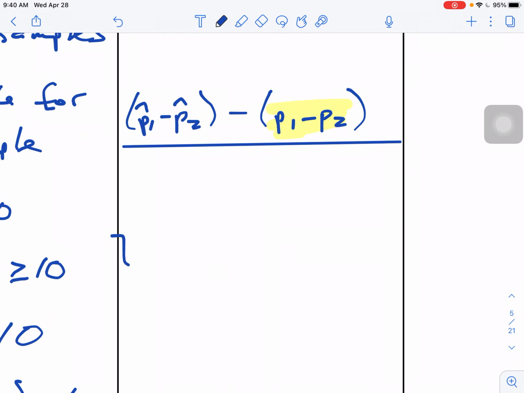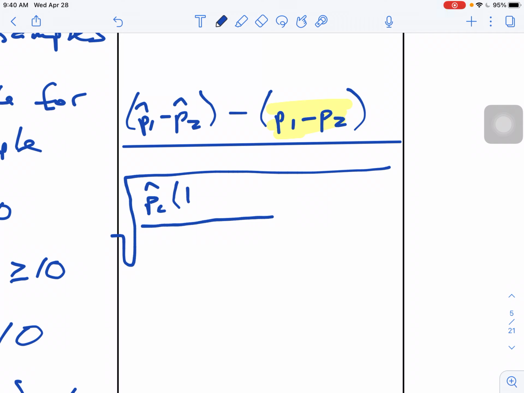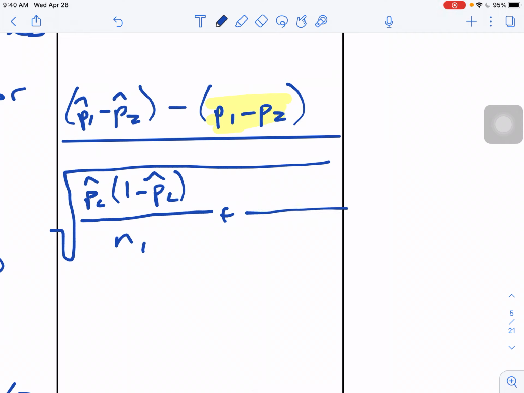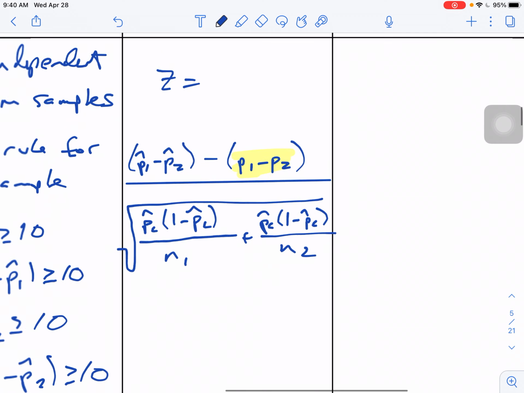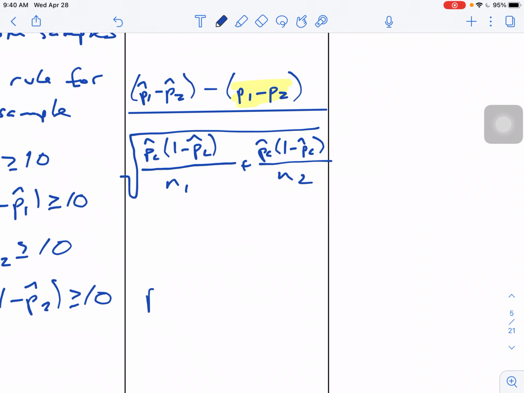And then the standard error, big formula, is a big square root. And remember, what we have to use here is our combined sample proportion, p hat sub C, times 1 minus that combined sample proportion, over n1 plus the same numerator over n2. So that's going to give you that test statistic of z. And then just so you remember, I'll put this down here.